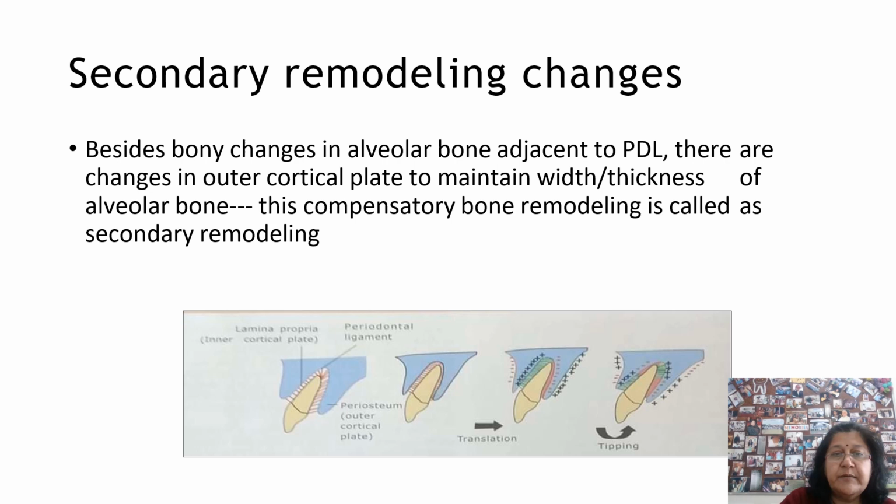Now, along with the primary bone changes, secondary remodeling changes are also taking place so that the thickness of the bone is maintained. So, when there is resorption occurring on this surface of the bone, there is deposition occurring on the outer cortical plate so as to maintain the width or thickness of the alveolar bone. This is known as secondary remodeling.